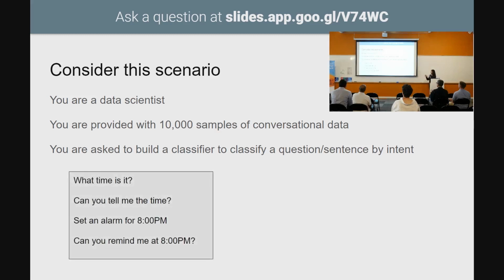So here's a sample corpus. Oversimplification, but for example purposes. There are 4 sentences or 4 questions. What time is it? Can you tell me the time? Set an alarm for 8 p.m. Can you remind me at 8 p.m.? And so there are 2 intents. There's a red intent where it's about asking time, and then there's a green intent which is about setting a reminder, setting an alarm, right? And now your job is to build this classifier that will automatically discover what is red and what is green.